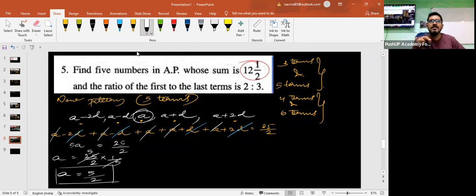It is lying in the middle, isn't it? So it is the third term, or the middle term. Now we have to find the difference. How will we find the difference? By following the second condition. And what is the second condition?